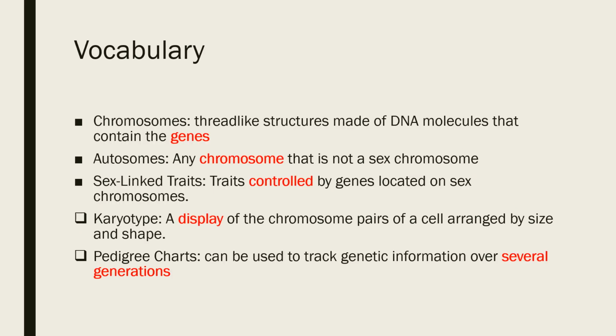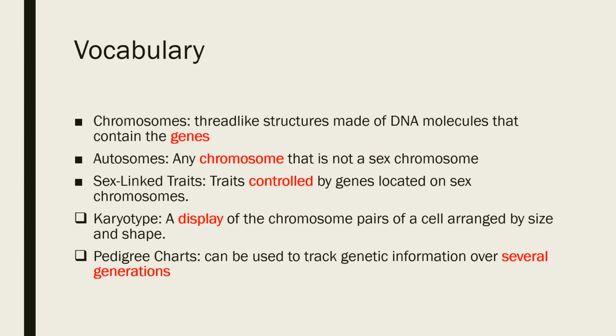Before we go into really what pedigrees and karyotypes are, we need to review some vocab that we've seen before and some that we haven't. One of the words that we've definitely seen before is chromosomes. Chromosomes are thread-like structures that are made of DNA that contain genes, right? They're those X-looking structures that we've been talking about since the beginning of this unit.